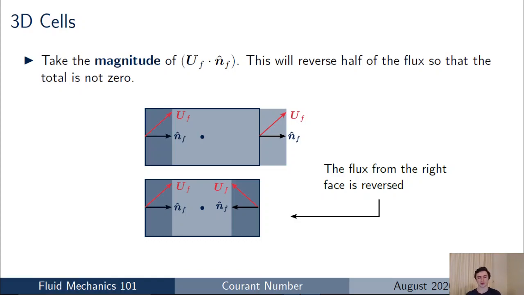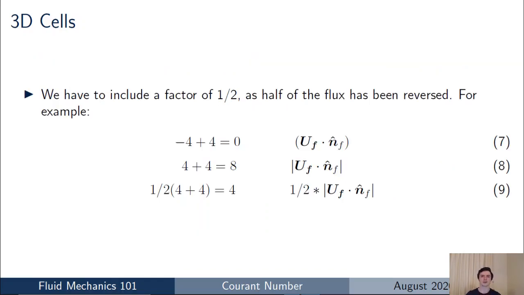So if we now return to our diagram, we can see in the bottom diagram that the flux from the right face is now reversed effectively if we take the magnitude. And this will be a way that we can get around having the volume flux sum to 0 in our current number definition. But of course, there's one more thing we need to do, and that's because half of the volume flux contribution has been reversed, we also have to include a factor of a half. Otherwise, the volume flux will be twice as large as we need it to be.